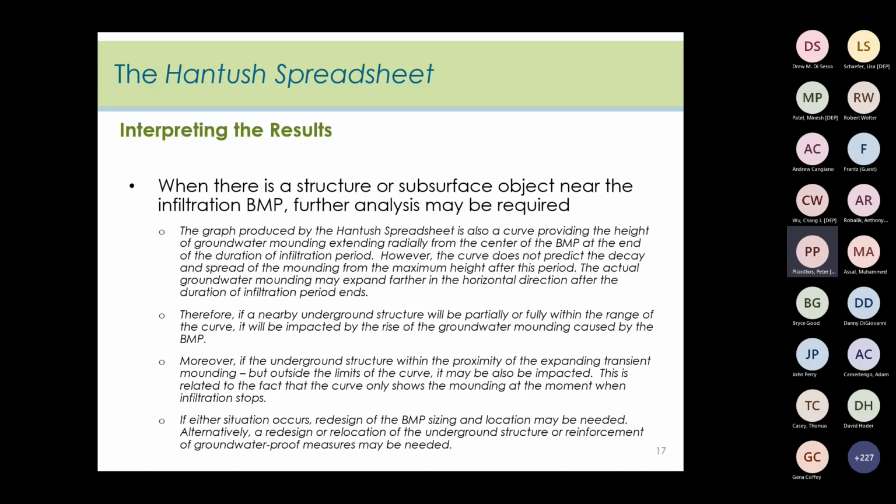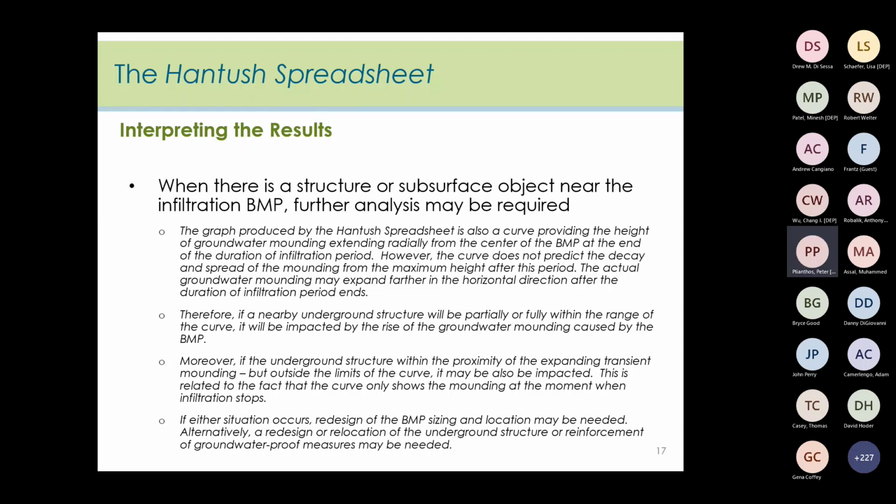There are some limitations associated with how the HAND-touch spreadsheet operates. The graph produced by the spreadsheet is comparable to a snapshot in time of the mounding that occurs at the end of the duration of infiltration period. Since it's a snapshot, it does not depict what happens over time, as the mounding height decays and spreads out. During decay, while the maximum mounding height will be smaller, the mounding will expand in the horizontal direction.